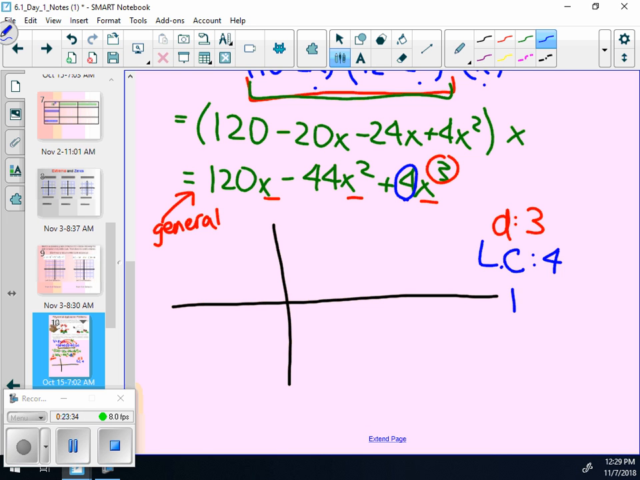And then our end behavior. Let's see. Leading coefficient is positive. We have an odd degree. What does our end behavior look like? Okay. Left arrow down, right arrow up.